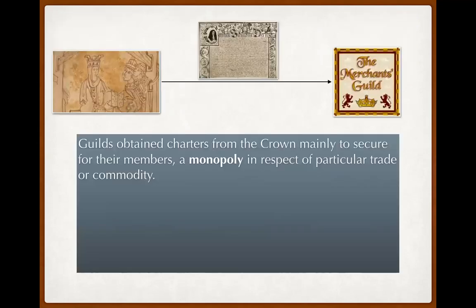Now, these guilds obtained the charter from the crown, mainly to give them the monopoly in the trade. The charter means the license to actually operate in some market. So they obtained the royal charter. The royal charter was granted by the Queen. And this charter means that they had the due monopoly to trade in a certain category of goods or a certain market.